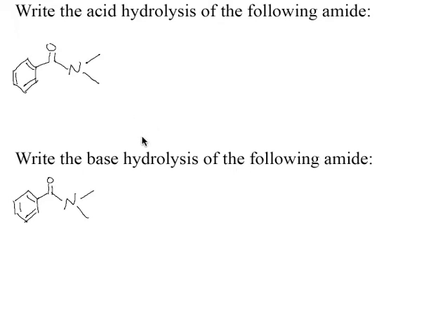Here is an example of amide hydrolysis. We're going to do both the acid hydrolysis and the base hydrolysis of the following amide. Notice this is an amide because we have a carbonyl bonded to a nitrogen, and this nitrogen has 3 bonds around it, and the carbonyl has some sort of an R group attached. You'll also remember that the nitrogen also has a lone pair.